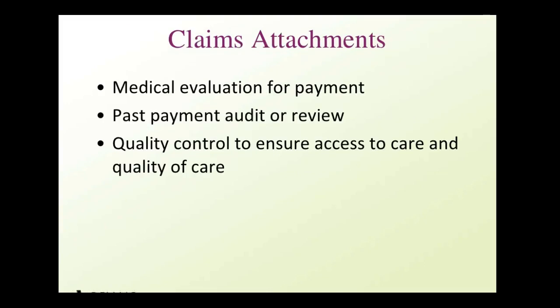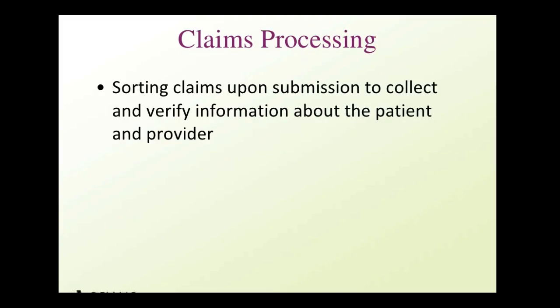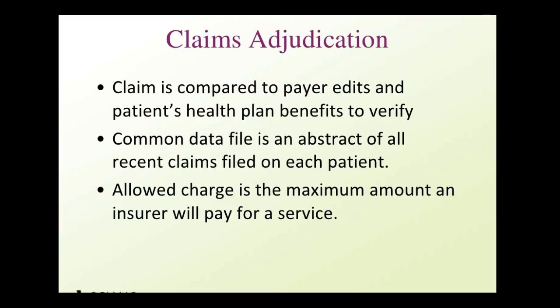When you receive or send those claims, there could be claim attachments. Those claim attachments could be a medical evaluation for payment, or past payment audits or reviews, or quality control to ensure access to care and quality of care. Also, claims processing is sorting claims upon submission to collect and verify information about the patient and provider. In claims adjudication, the claim is compared to payer edits and patient health plan benefits to verify.